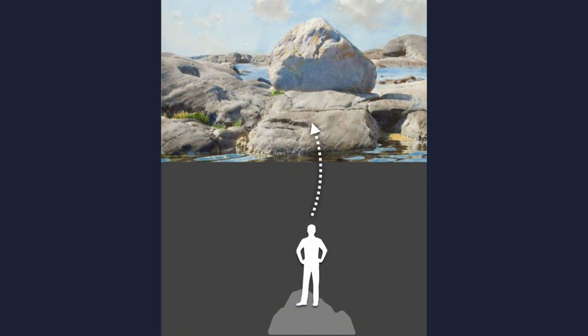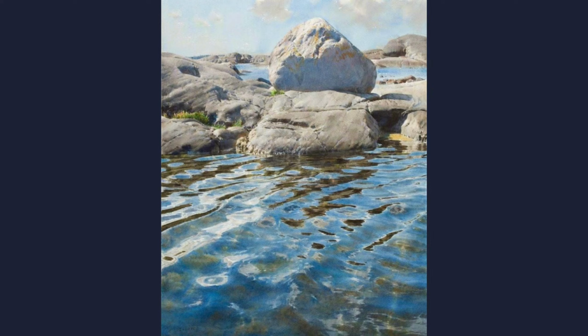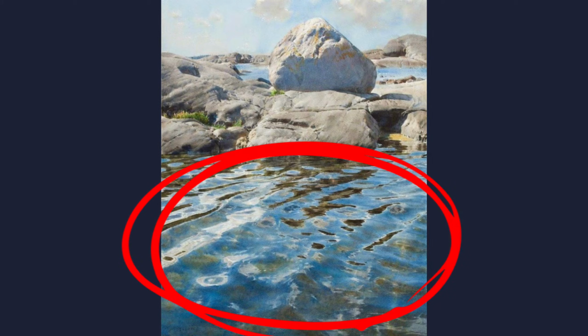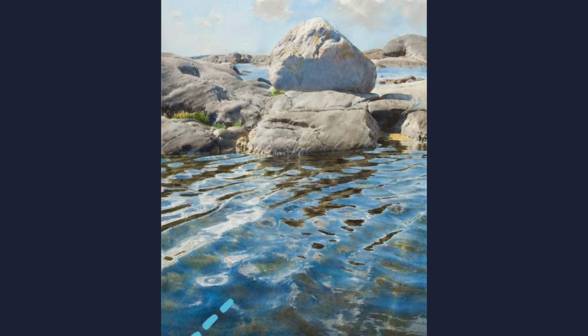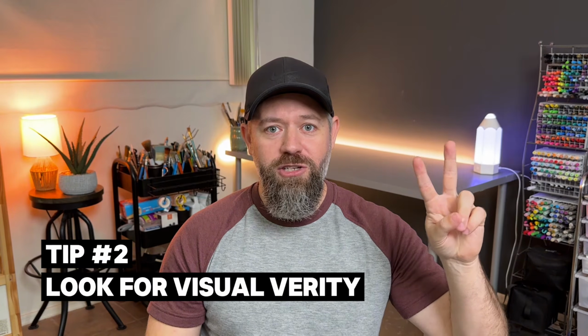So notice how this artist solved that problem. He didn't actually put literal stones to lead you to the stones farther away. He put ripples of water that have reflections of sky and also of the rocks. And that causes the eye to move into the painting. Tip number 2, look for visual variety.